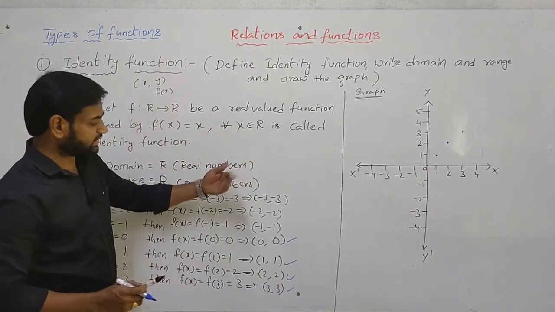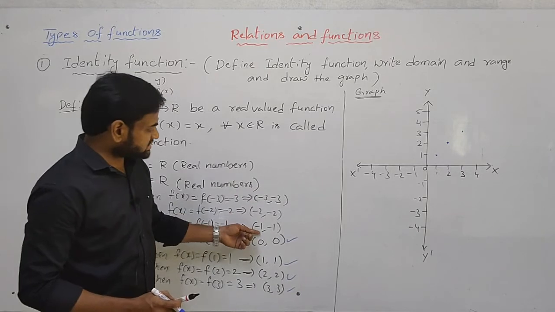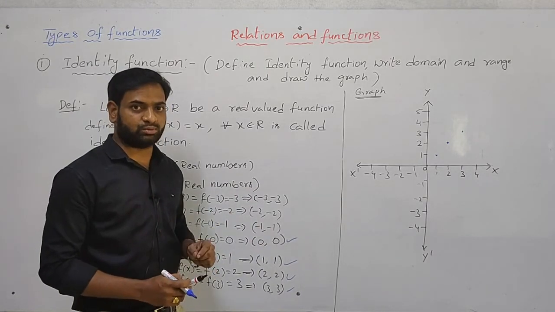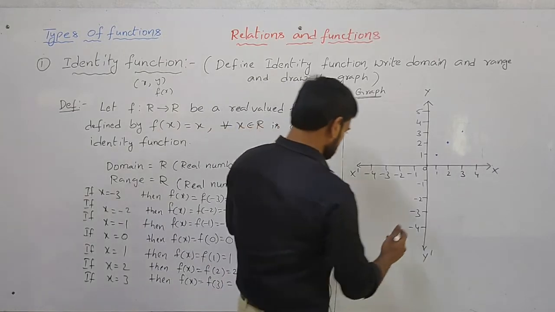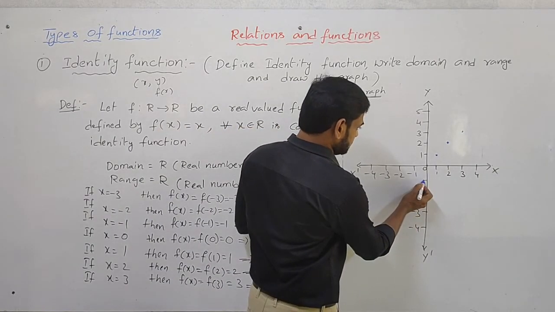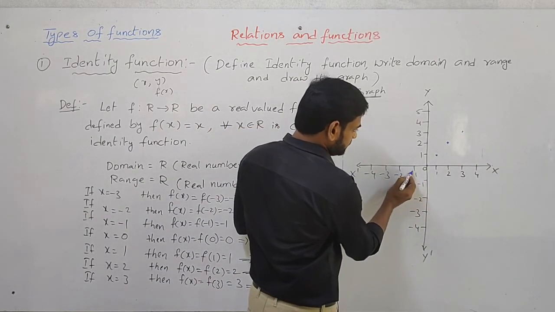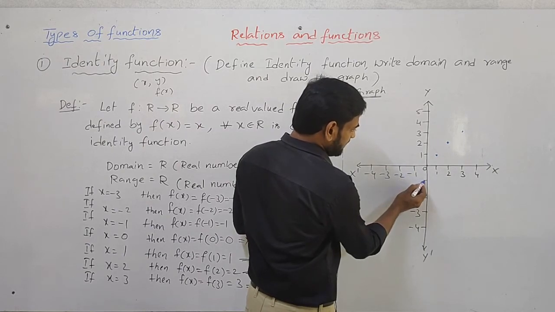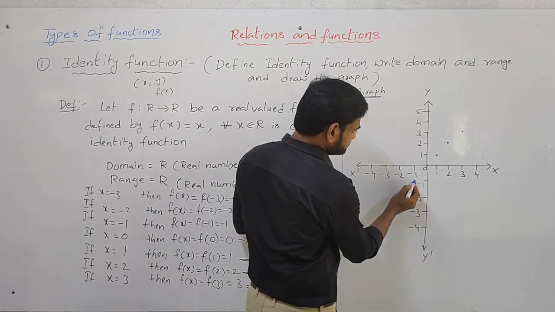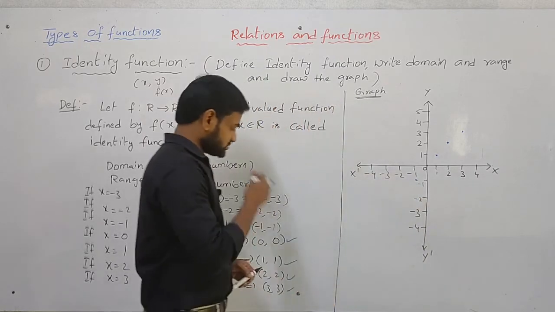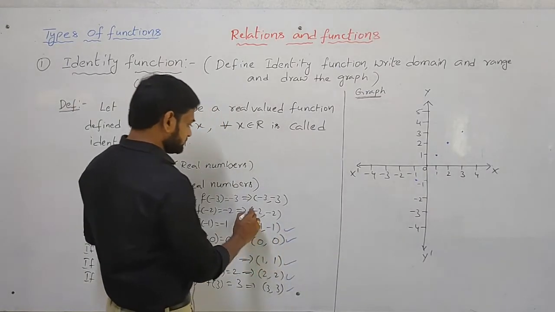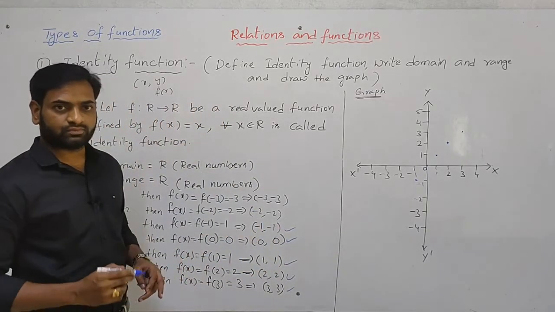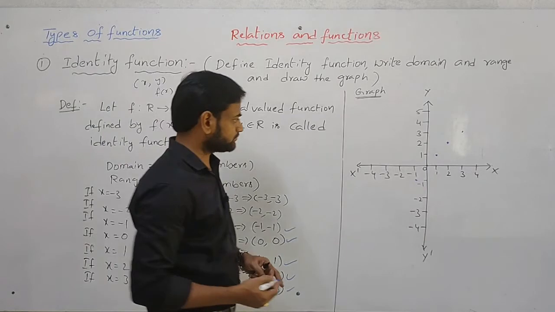Next, what about the negative side? Minus 1, minus 1. X value minus 1, y value also minus 1. Sorry, this is the x value minus 1, y value minus 1. Next, this one complete. Next, x value minus 2, y value minus 2.